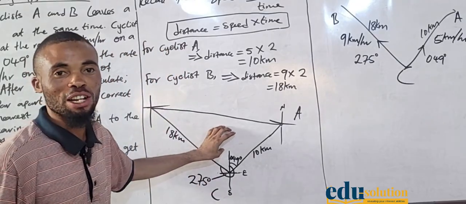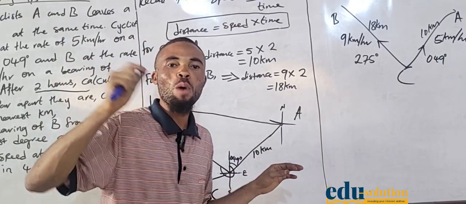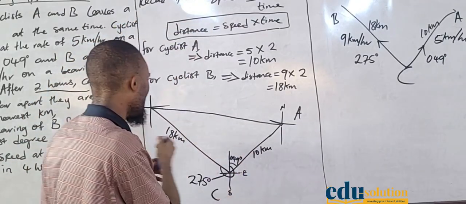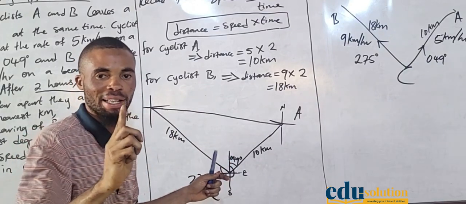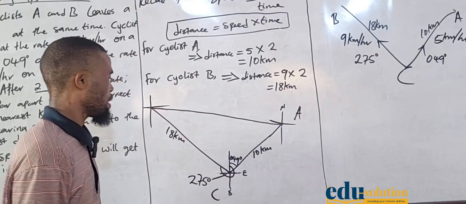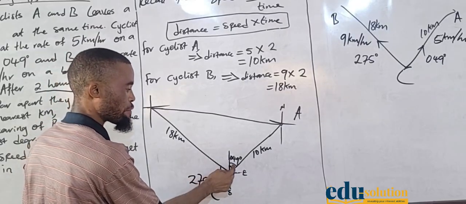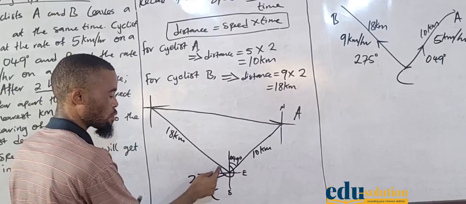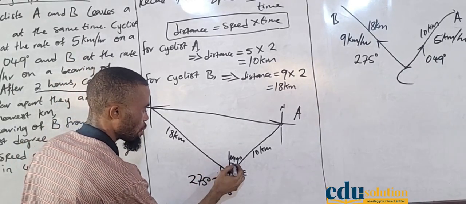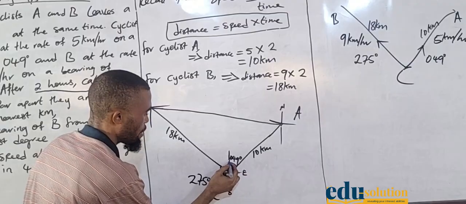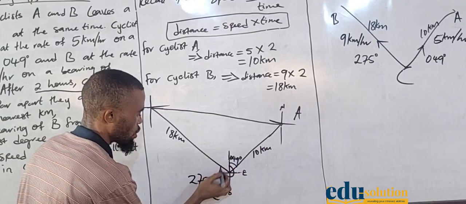So having constructed the triangle, the next thing we need to do is to find one of the angles. You see, it's a triangle. We need to find the interior angle, at least one. It will be easier for us to get the interior angle of this one, since we already have 49 here and we have this other one here. So what we simply do now is, look at this. From here to here is 49 degrees, while here to here is 275 degrees.